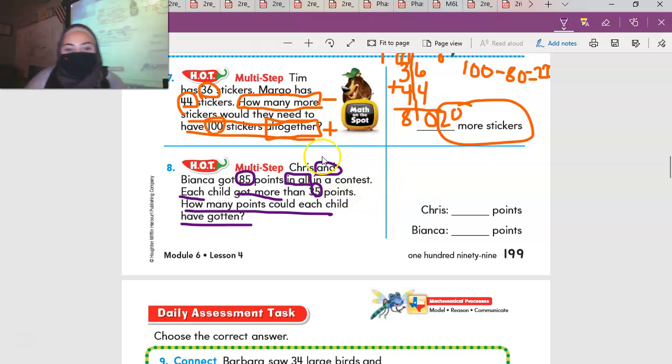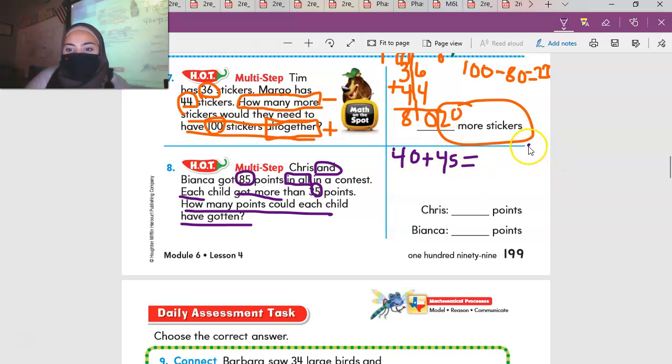So together, Chris and Bianca have 85 points. Each child got more than 35. So give me a number bigger than 35. 40. Good job. So one kid must have got 40. And what's another number bigger than 35 that we can add to 40 to make 85? 45. Let's try 45.